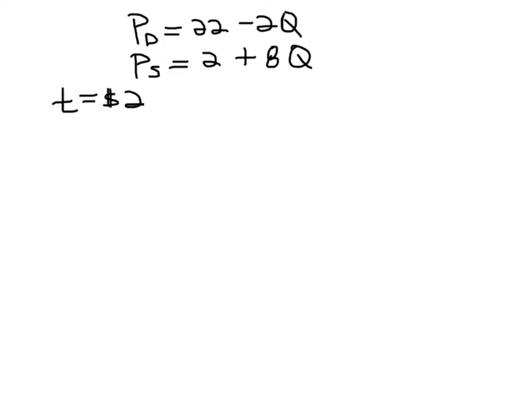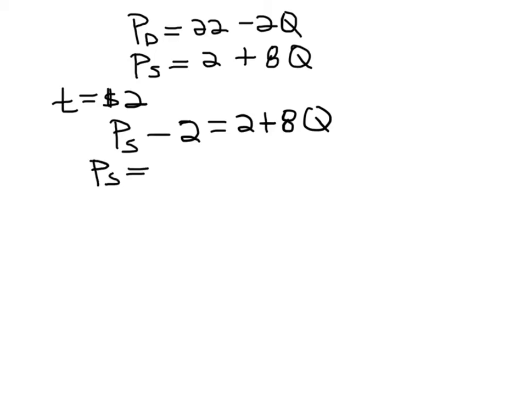So now every time a supplier gets a price from the consumer, he'll have to reduce that revenue by $2, which is the amount of the tax. So that's going to be the new supply curve. And clearly what happens here is that we're going to bring that 2 to the other side. So the supply with the tax is going to be 4 plus AQ.